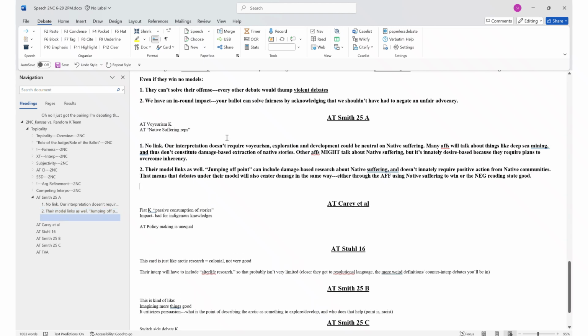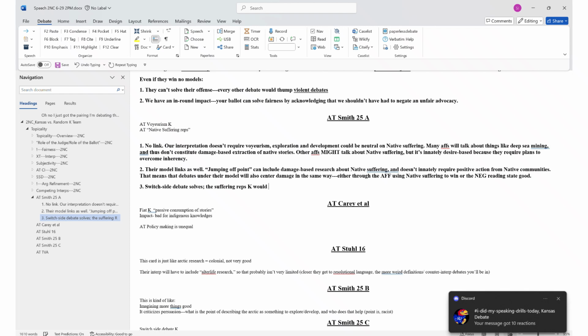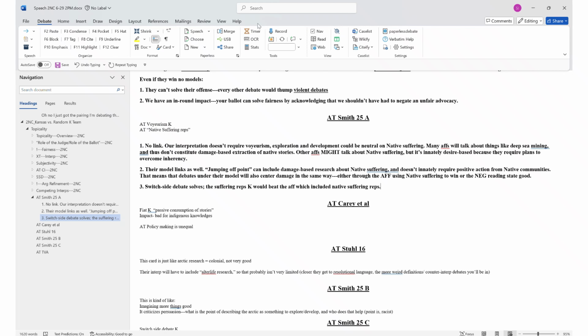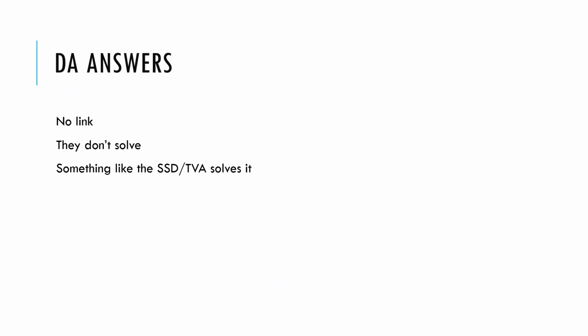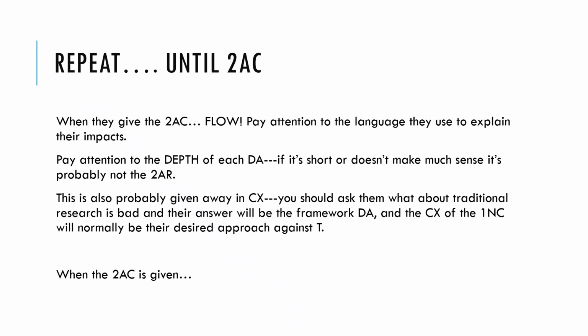And then lastly, switch side debate seems to solve the negative. Should be able to say that if an app includes native suffering reps, those native suffering reps are bad. This is still before the 2AC is delivered, by the way. Okay, so I've done that. You should generally think of a template: no link, they don't solve, the switch side debate or TVA solves it. If you don't have another instinctive answer, those are what you should try to say to every DA. You should just repeat that process until they give the 2AC.